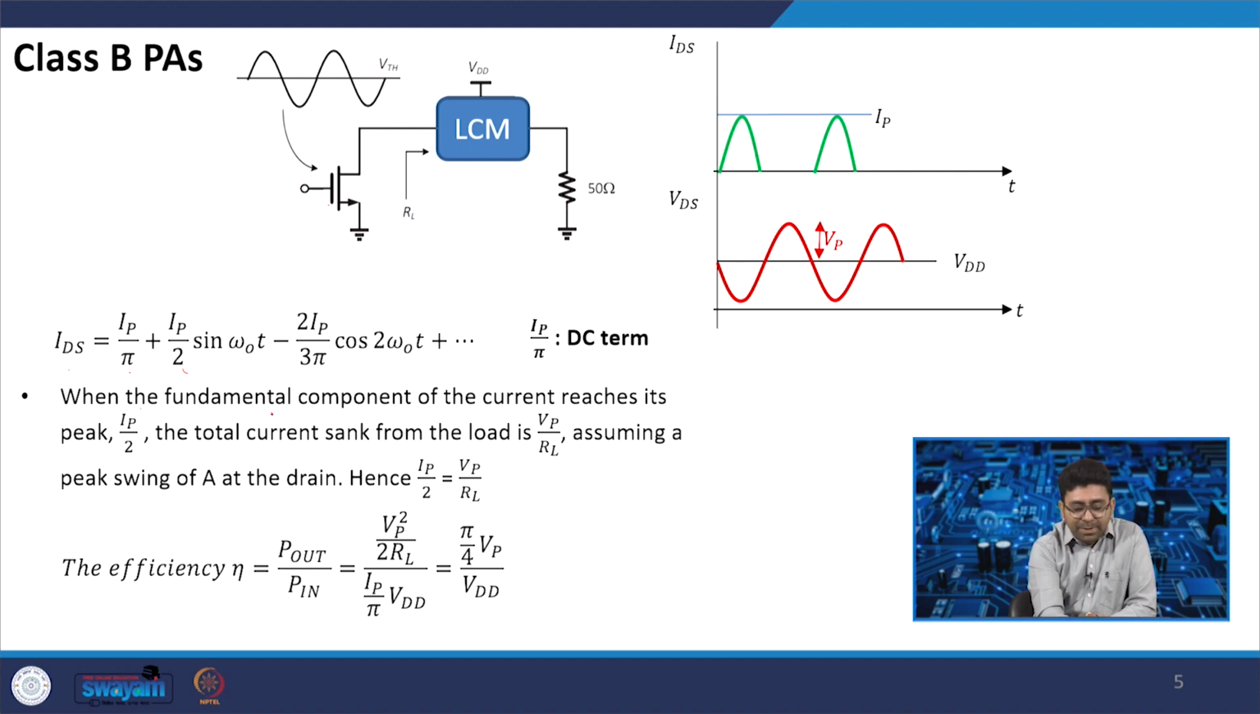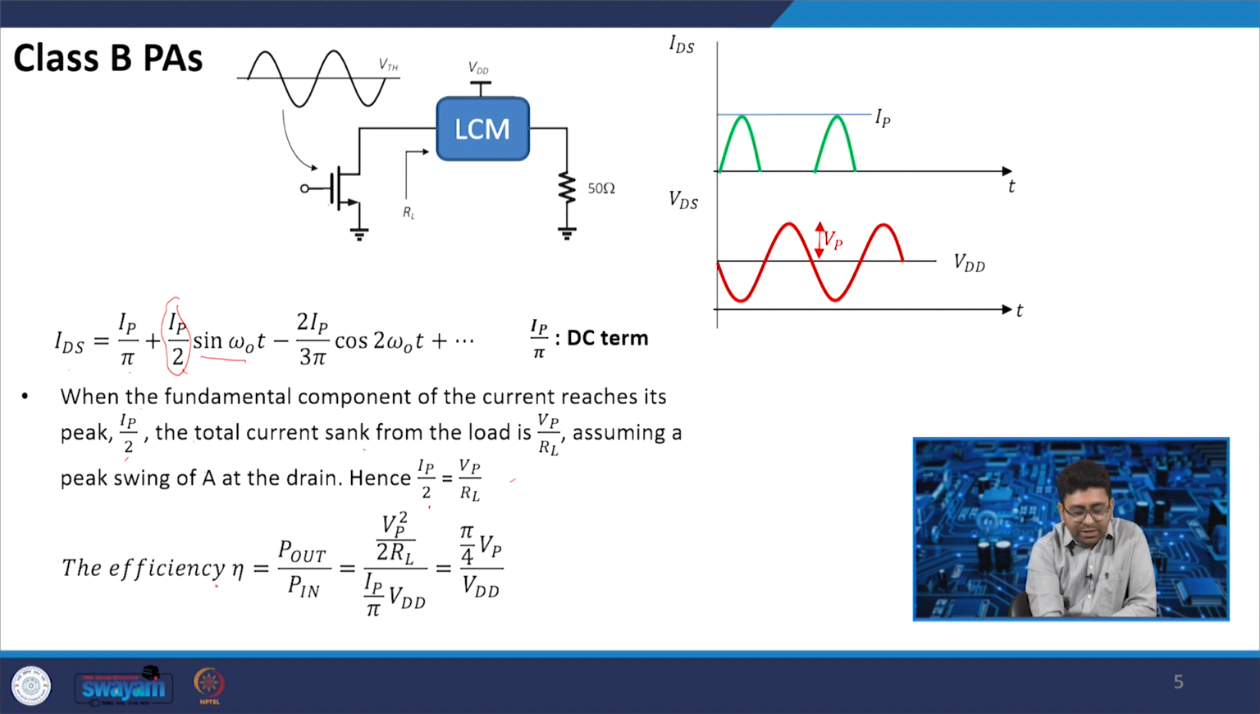Here, when the fundamental component of the current reaches its peak Ip by 2, so this is the fundamental component sin omega naught t. So, the total current flowing through the load is Vp by RL, assuming the peak swing of this amplifier is Vp at the drain. So, we can write Ip by 2 equal to Vp by RL.